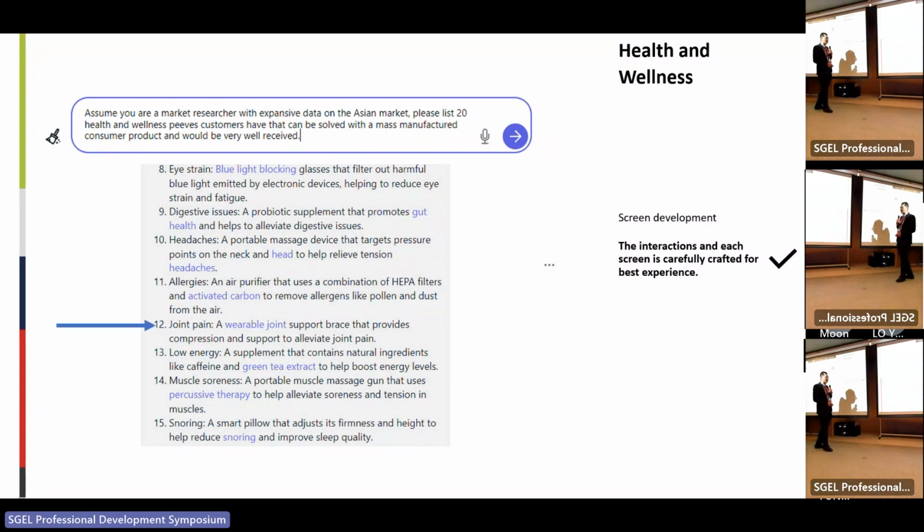But some of these things, for example, here, this is how it inspires students. One of the things that they said was a problem was joint pain. So people experience joint pain, and the potential solution for that is maybe a wearable joint support brace that provides compression and support to alleviate joint pain. So students thought, well, what kind of people have joint pain anyway? Are they people who have exercised for a long time? Or maybe the elderly experience joint pain.